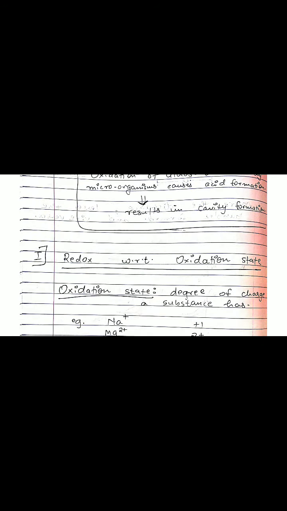Oxidation of glucose in the mouth by microorganisms causes acid formation, which results in cavity formation. How is this exactly happening? It is a redox reaction where the bacteria are decomposing the tooth enamel. Okay, so these are the examples. Since we are talking about chemistry, we are not going to get into the biological aspect of it.